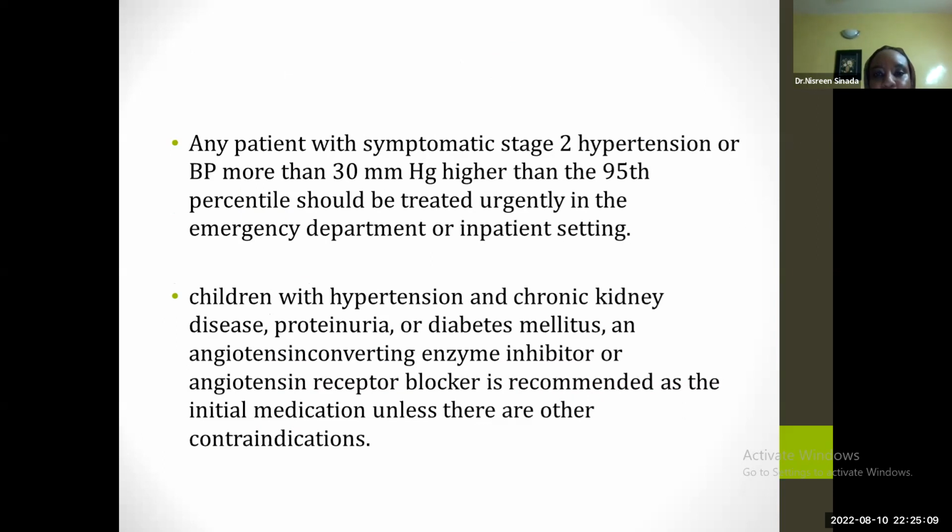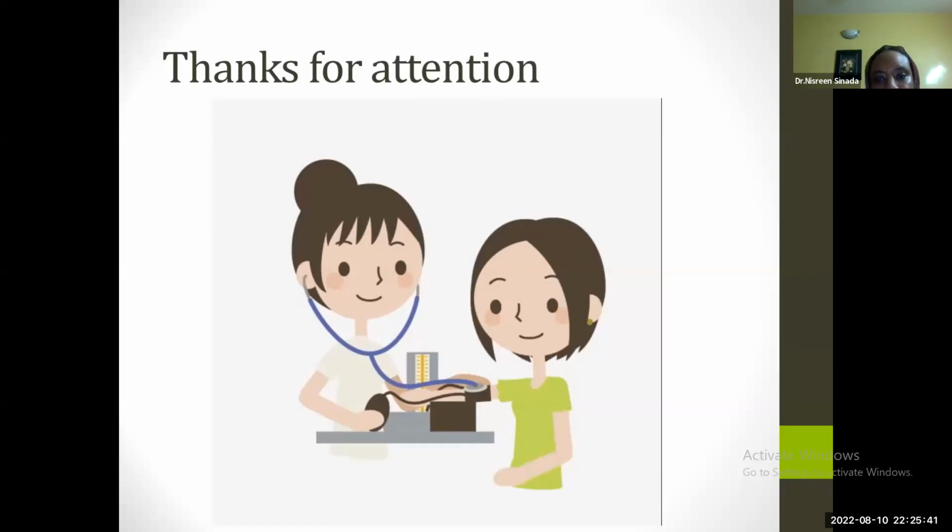Any patient with symptomatic stage 2 hypertension or blood pressure more than 30 millimeters higher than the 95th percentile should be treated urgently in the emergency department or high dependency area and inpatient setting. In children with hypertension and chronic kidney disease, proteinuria, and diabetes mellitus, angiotensin converting enzyme inhibitors and angiotensin receptor blockers are recommended as initial medication unless there is a contraindication. We reach the end of our session, and I hope it is useful.